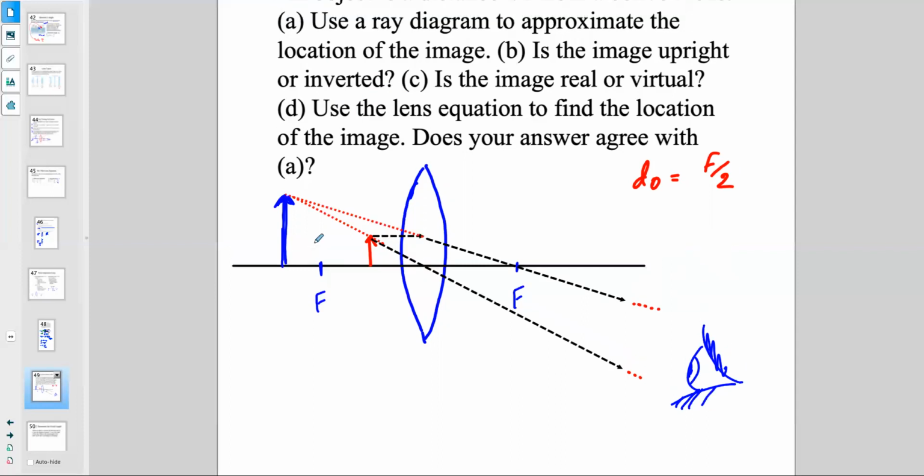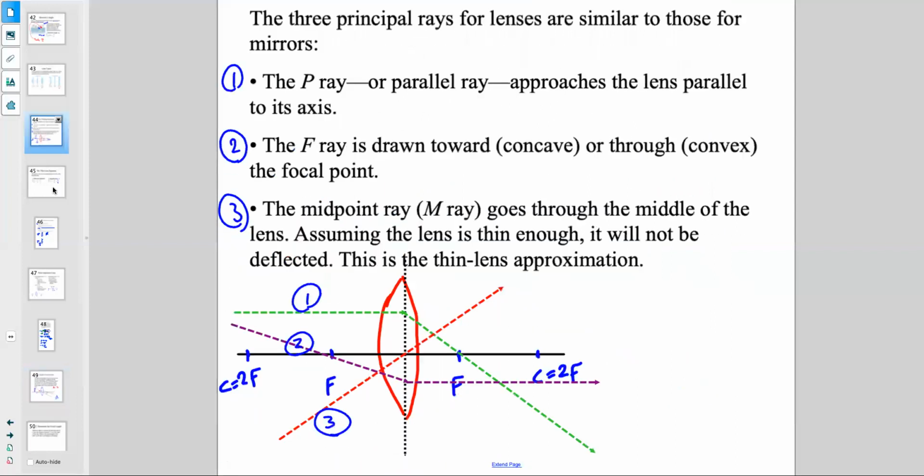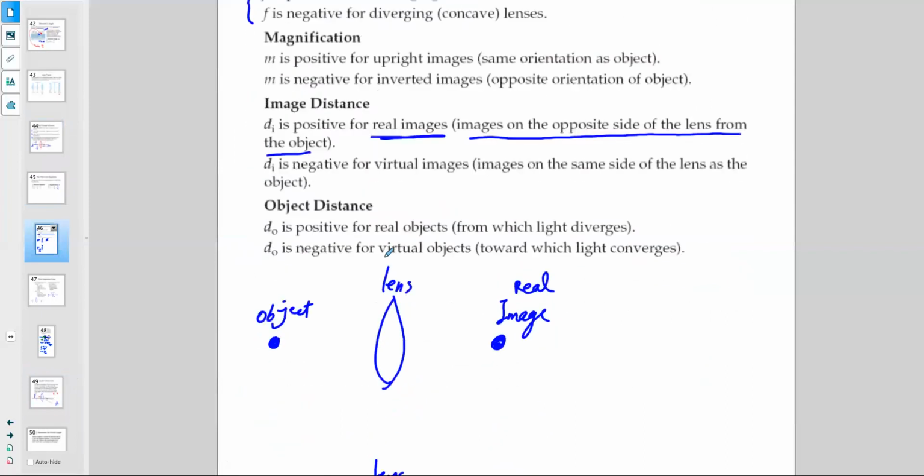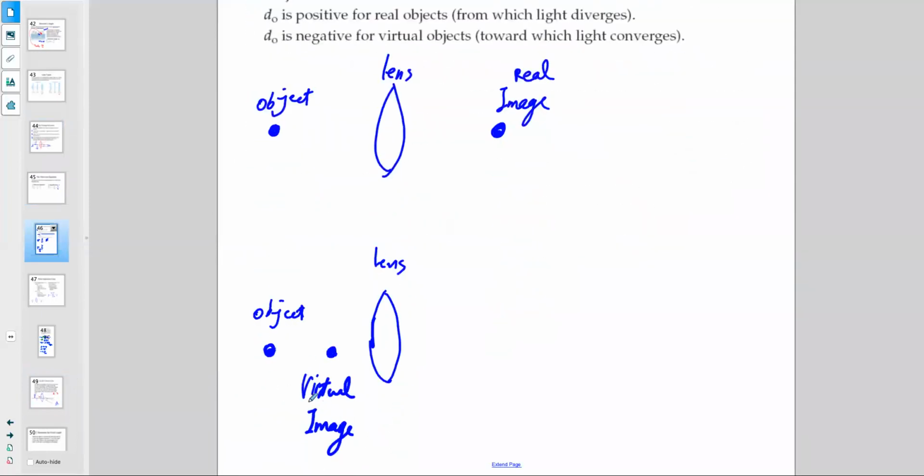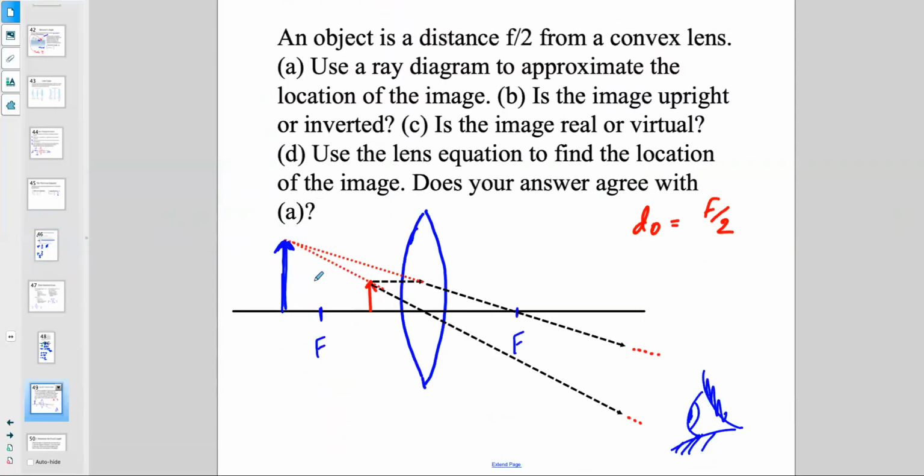So let's take a look at the question. Is this image upright or inverted? It's obviously upright. Is the image real or virtual? They are on the same side. Remember what we had. They are on the same side. So the image is virtual. So use the lens equation to find the location of the image.